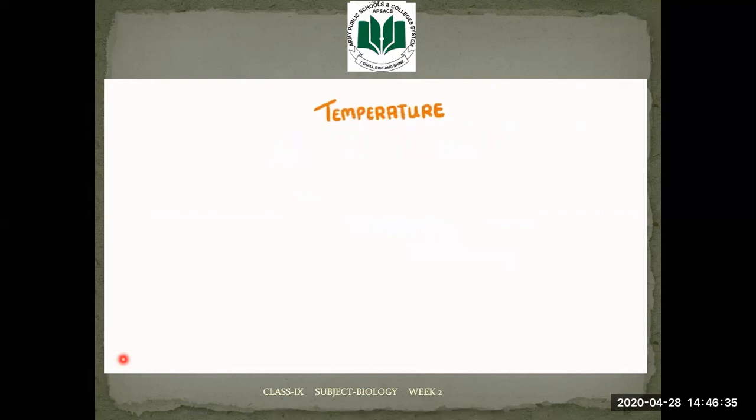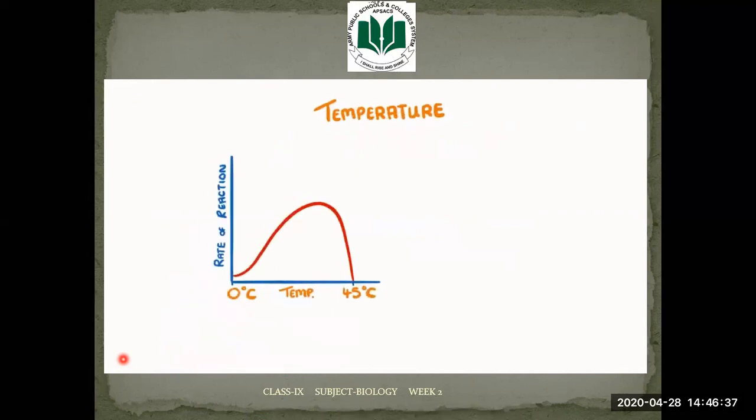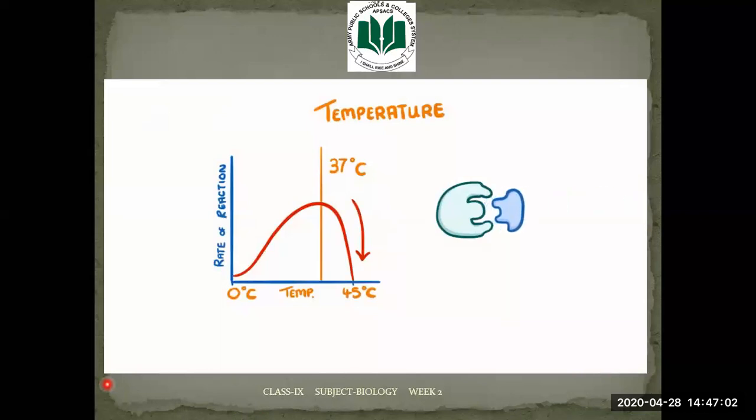Let's start with temperature. This here is a graph that shows how the rate of an enzyme-controlled reaction changes with temperature. We can see that as temperature increases, so does the rate. But after about 37 degrees, the rate starts to drop rapidly. This is because the high temperatures start to break some of the bonds holding the enzymes together, and so the active site starts to change shape. If it changes shape too much, then the enzyme won't be able to bind the substrate and catalyze the reactions anymore. And at this point, we'd say that the enzyme has been denatured.